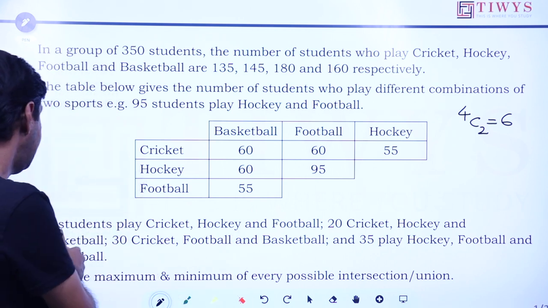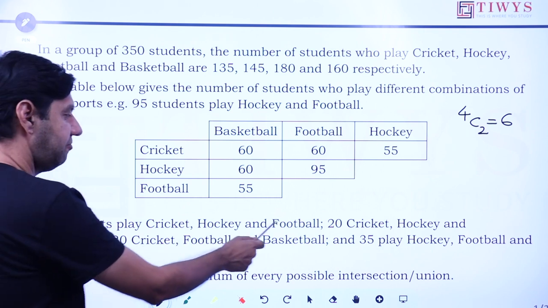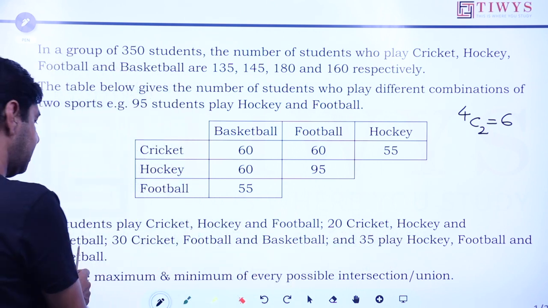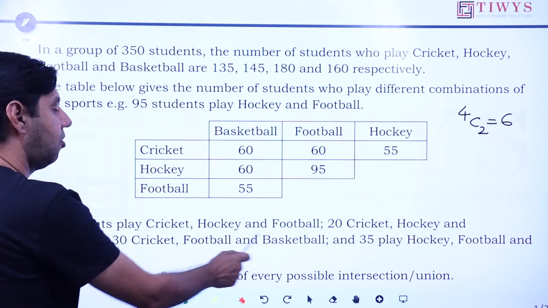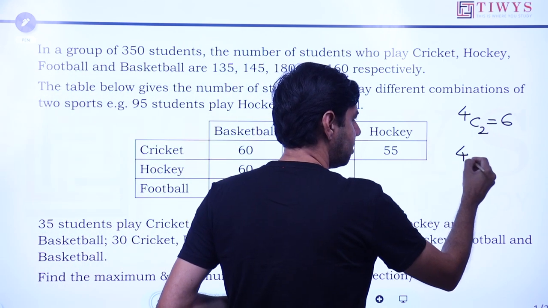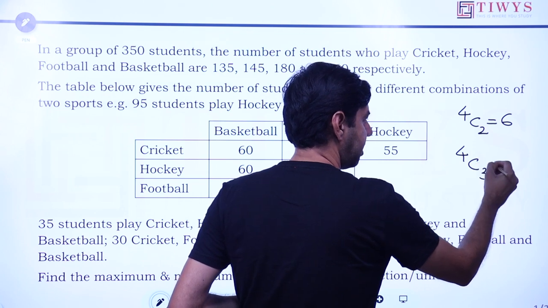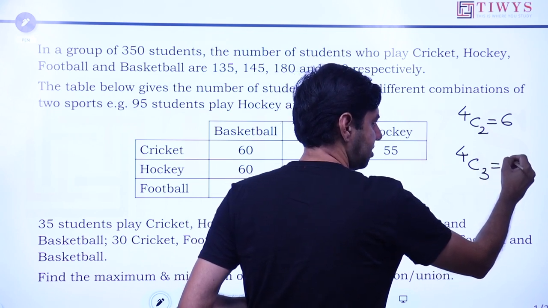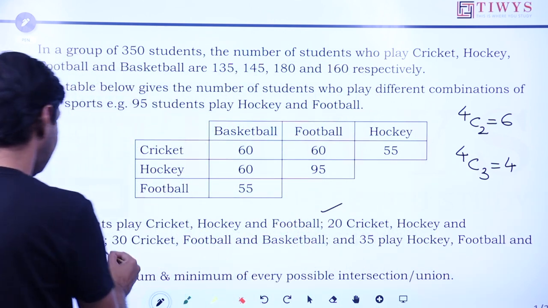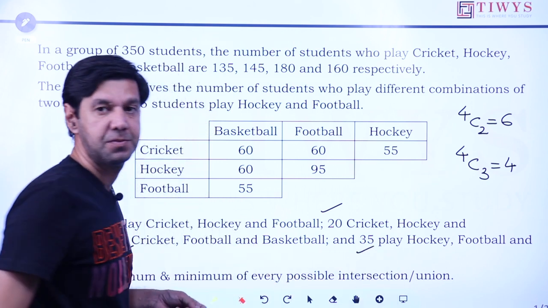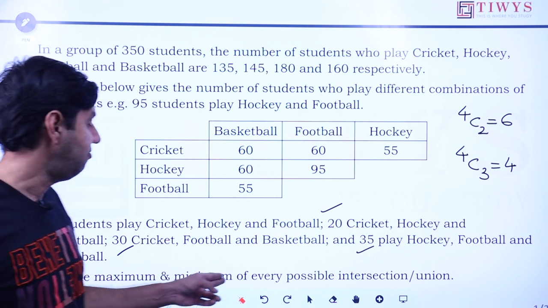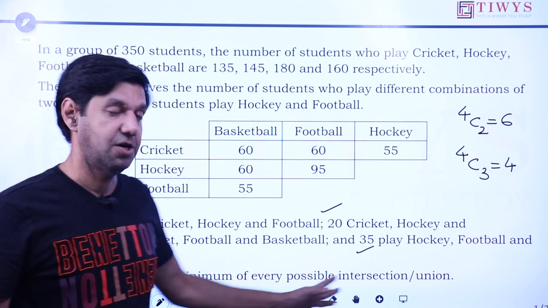We are further given that 35 students play cricket, hockey, football. That is three at a time. Cricket, hockey, basketball. Cricket, football, basketball, and hockey, football, basketball. Again, out of four, if I choose a combination of three sports, then the total ways are 4C3, that is 4C1, four ways. And do we have four numbers? 35, 20, 30, and 35.